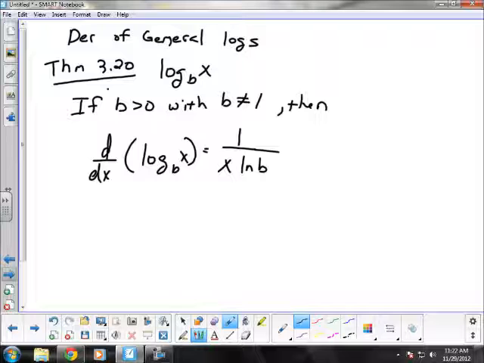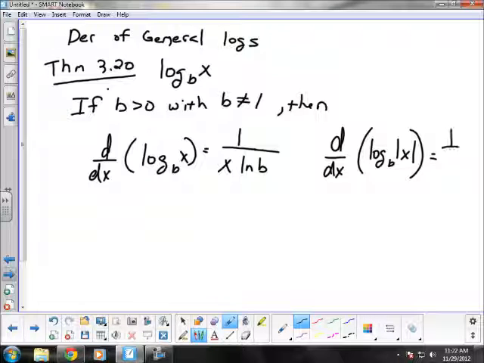And the same thing, if you have a situation where sometimes you get a positive value and sometimes you get a negative value, they qualify that by putting the absolute value around it so that you can go ahead and find the derivative. You still get this. So it's 1 over the argument times the ln of the base.